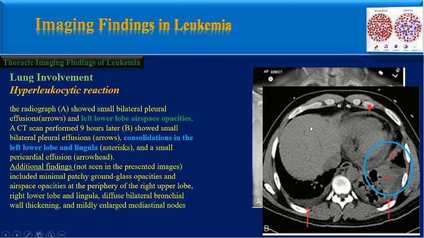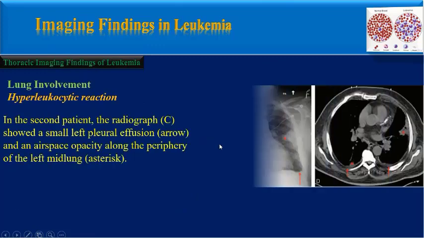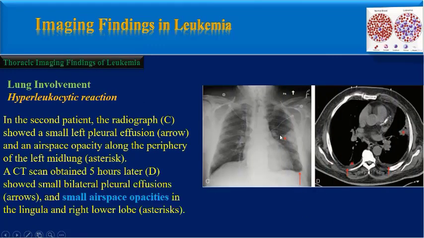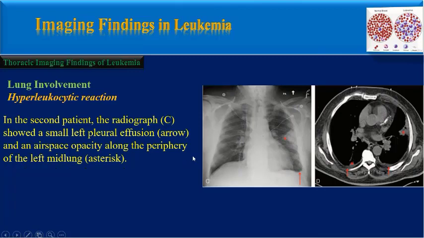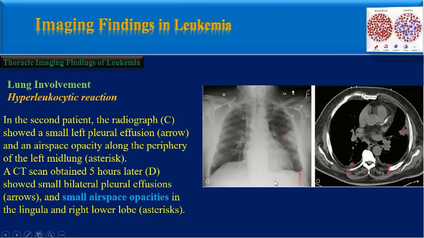In the second patient, the radiograph showed a small left pleural effusion and airspace opacity along the periphery of the left mid-lung. A CT scan obtained 5 hours later showed small bilateral pleural effusions and small airspace opacities in the lingula and the right lower lobe.